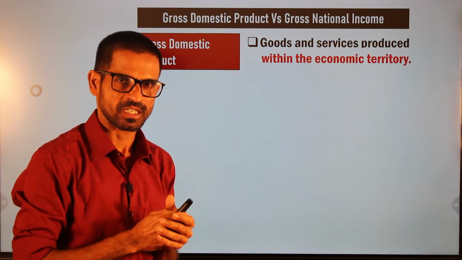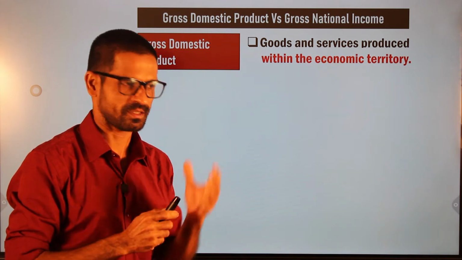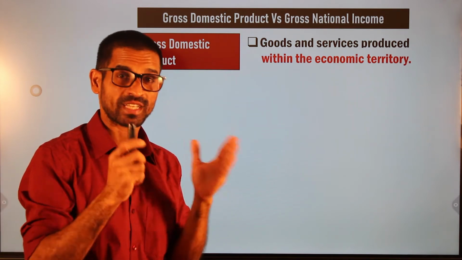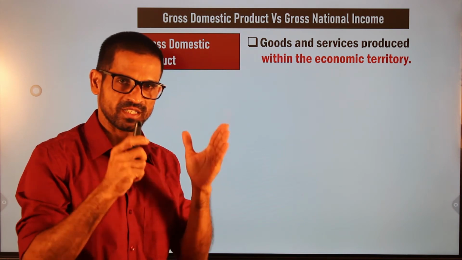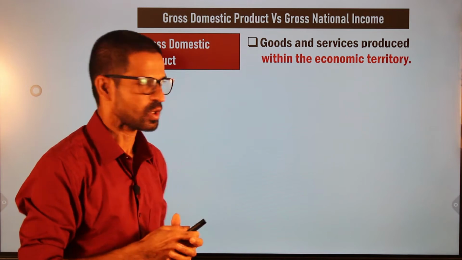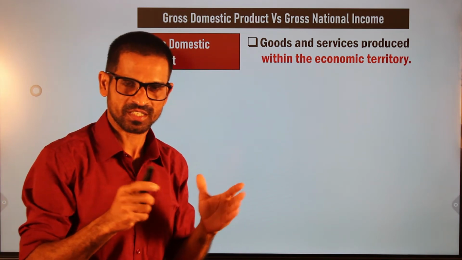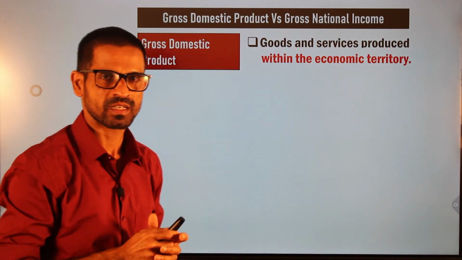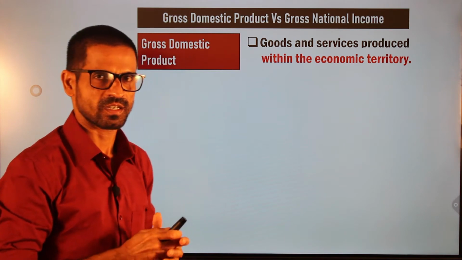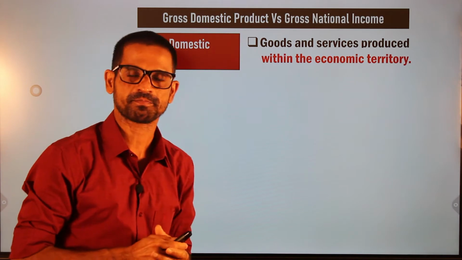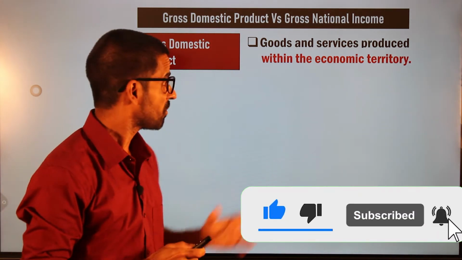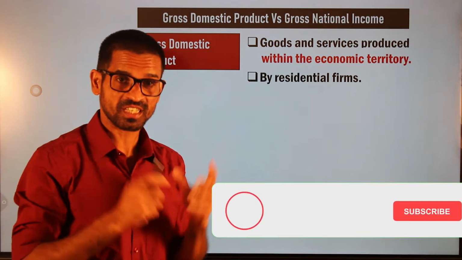It is the territorial boundary which is governed by a specific government, where the factors of production, goods and services, and people can freely move. Of course, it does not consist of only the land area, but also territorial water, air space, and so on. So what is gross domestic product? Goods and services produced within the economic territory by residential firms, residential institutions.